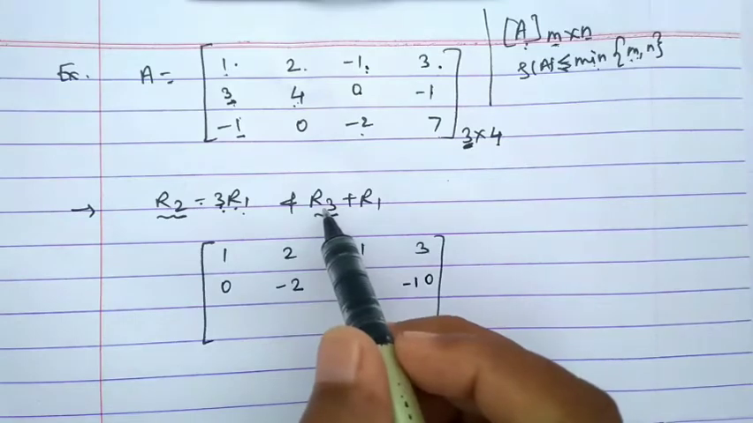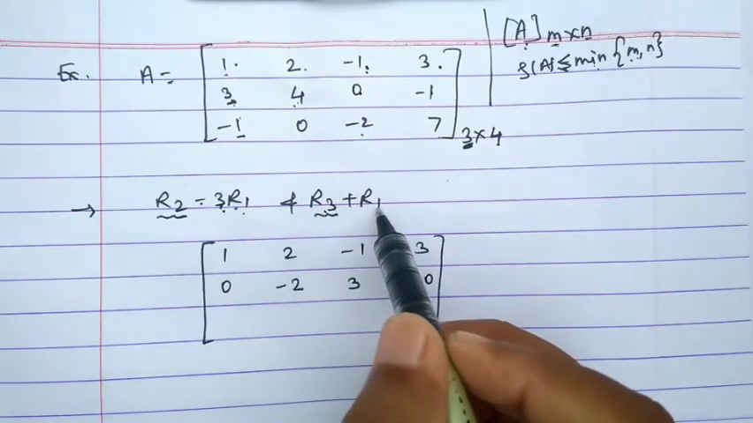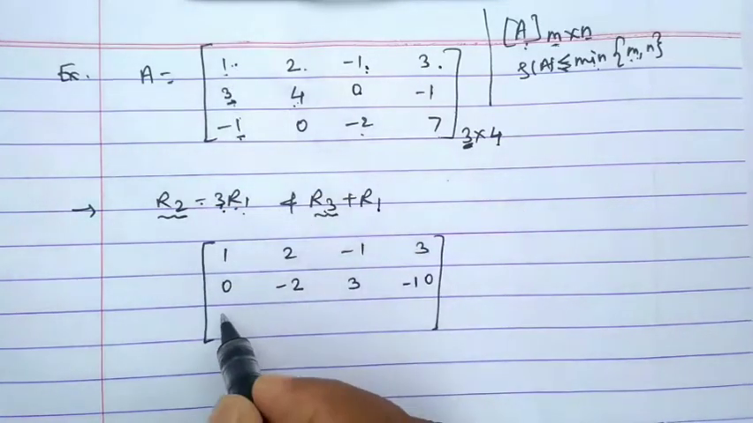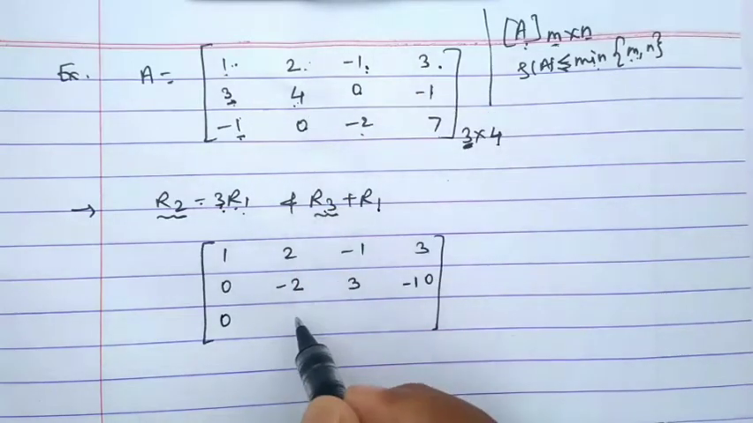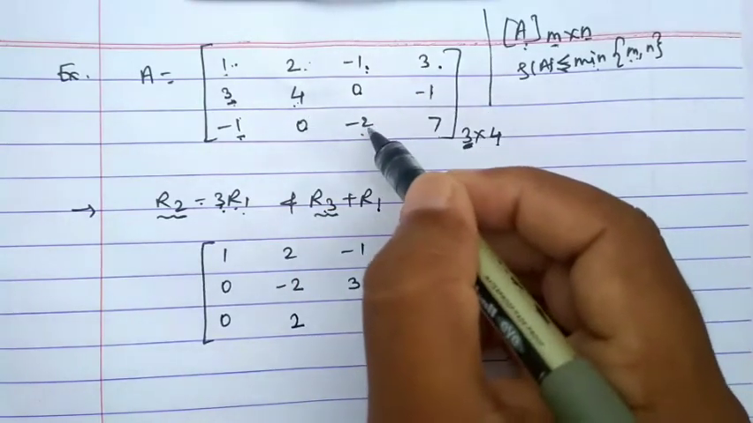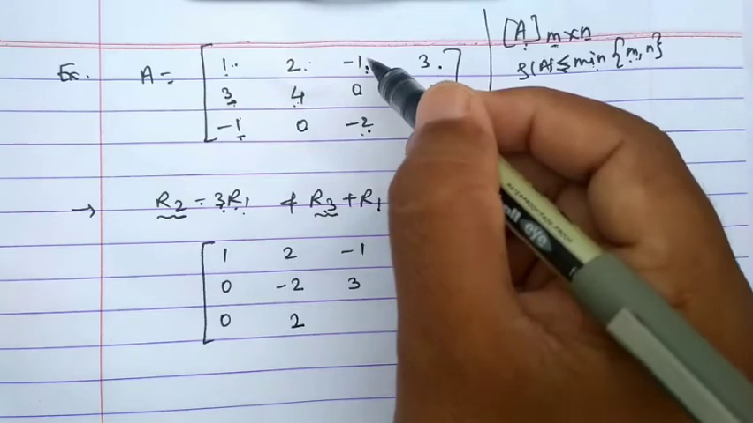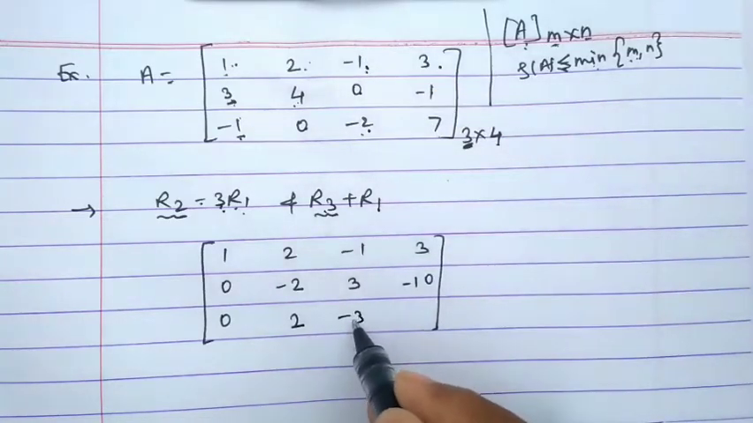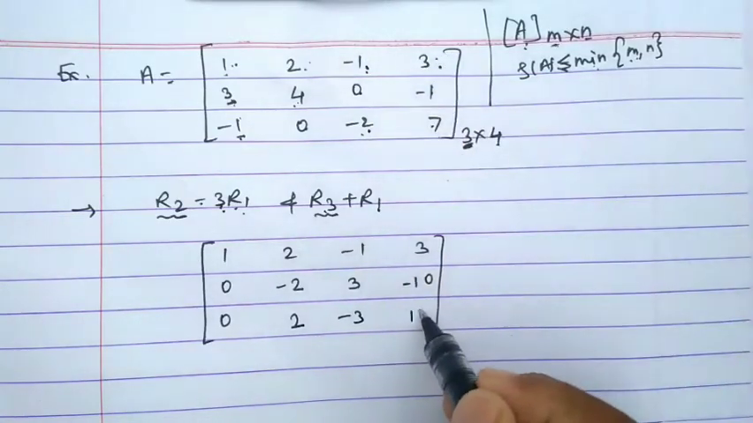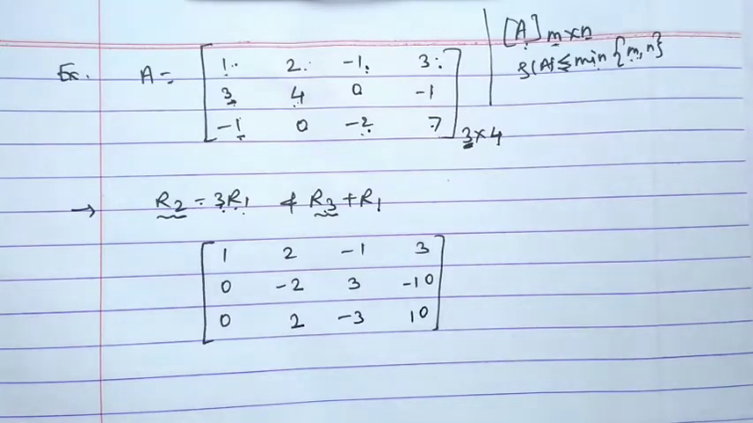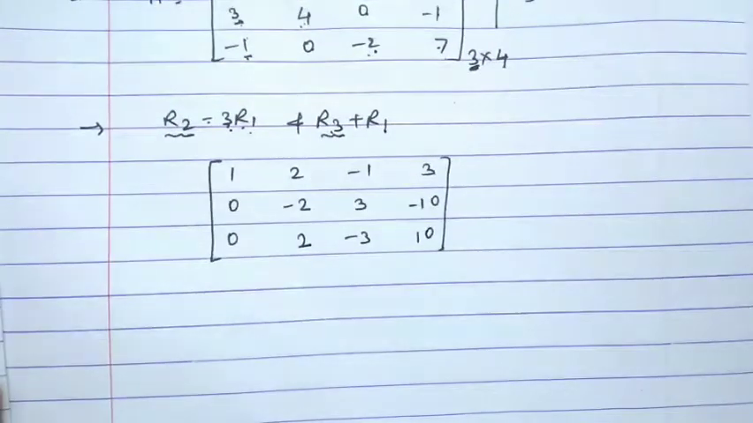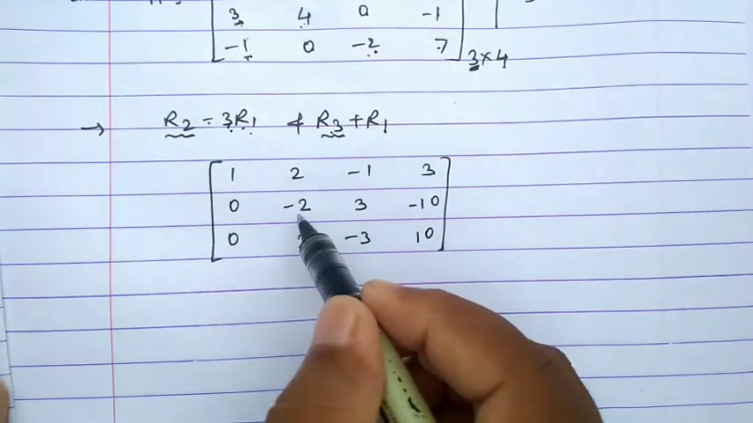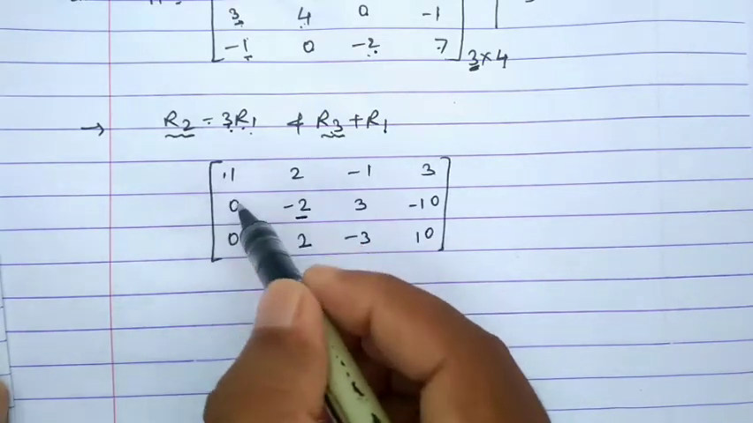Then the next operation is on R3. R3 plus R1. So minus 1 plus 1, it is 0. 0 plus 2, it is 2. Minus 2 plus minus 1, it is minus 3. And 7 plus 3, it is 10. Now, see, you will get the second row, the first non-zero element here to the right hand side.